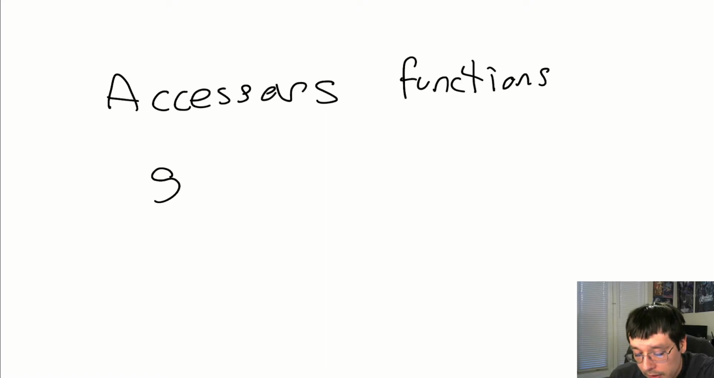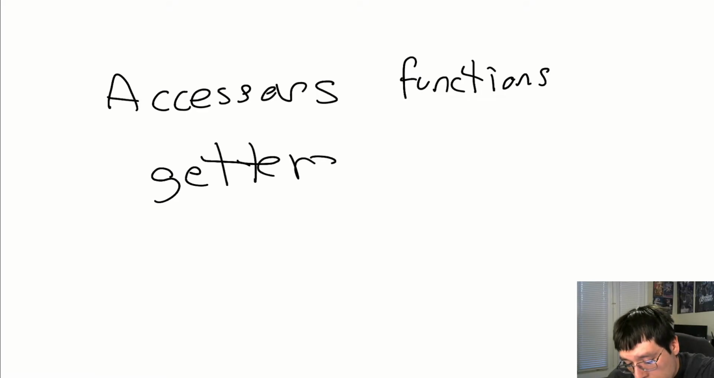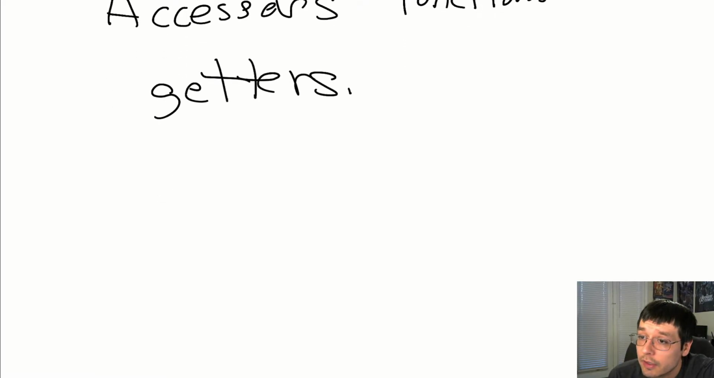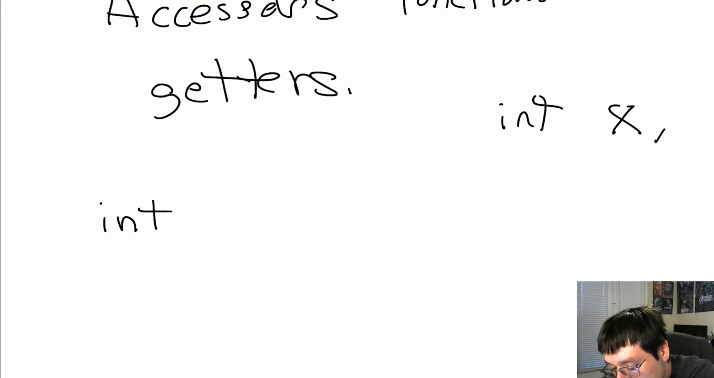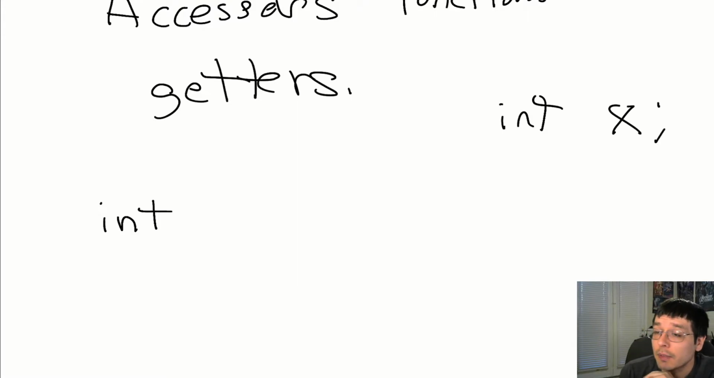Another name for them are getters. This comes from the fact that a lot of the time the function name is going to be something like the type of the variable, so whatever the return type is. Like if you're reading an integer variable, let's just say we have a variable called x, mystery variable x, and we want to get that variable. We want to access it.